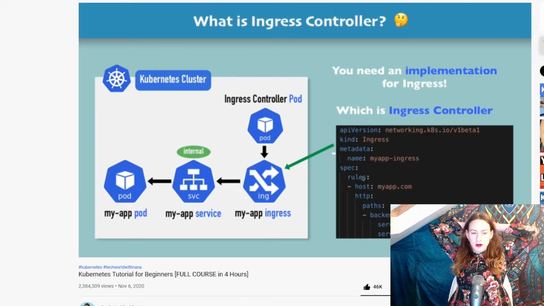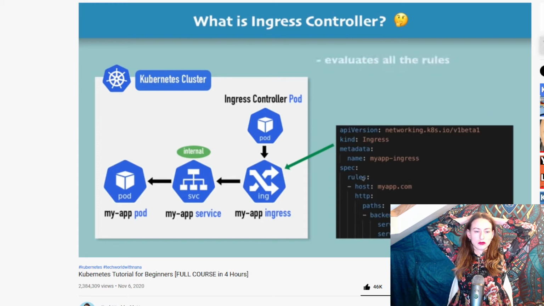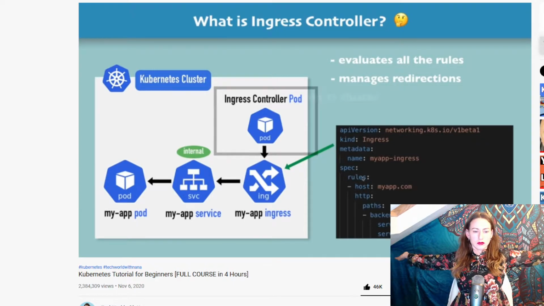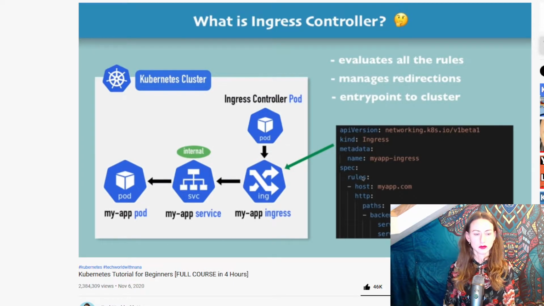So what is Ingress Controller exactly? The function of Ingress Controller is to evaluate all the rules that you have defined in your cluster, and this way to manage all the redirections. So basically, this will be the entry point in the cluster for all the requests to that domain or subdomain rules that you've configured. And this will evaluate all the rules, because you may have 50 rules or 50 Ingress components created in your cluster. It will evaluate all the rules and decide based on that which forwarding rule applies for that specific request.